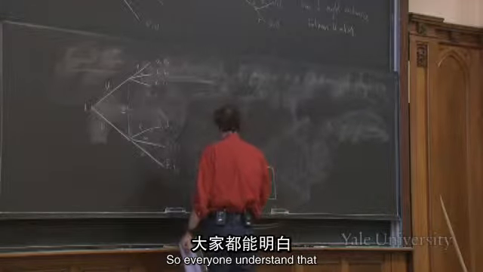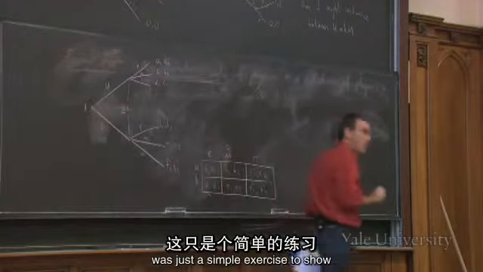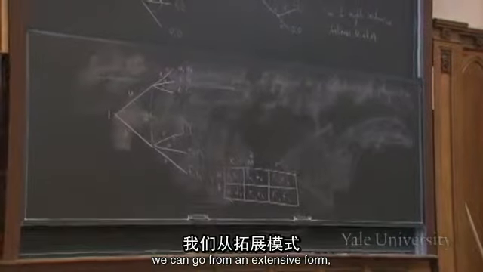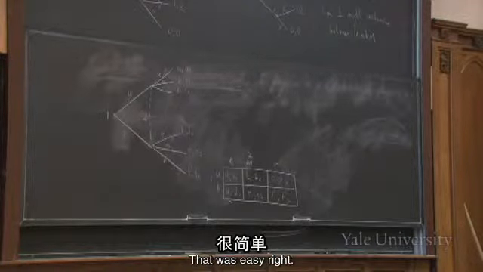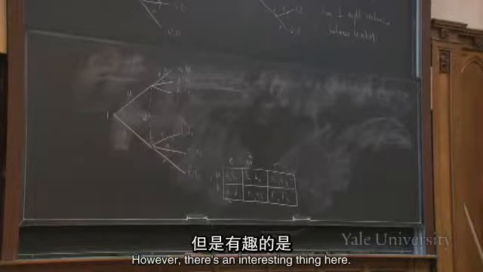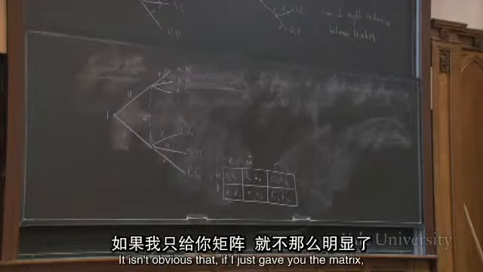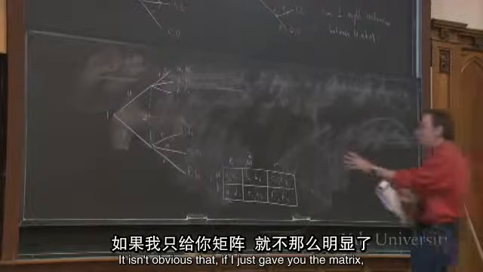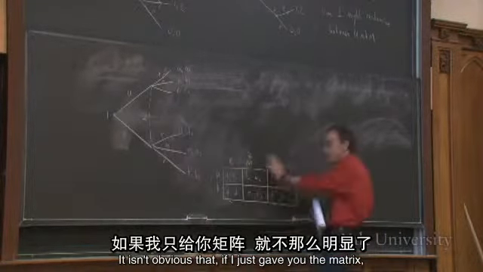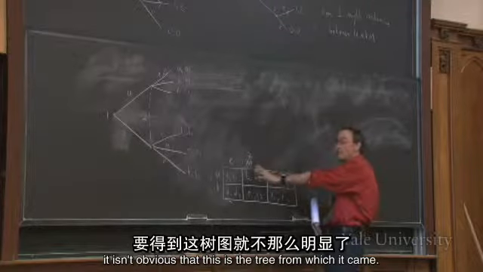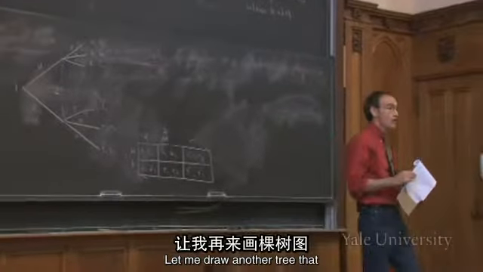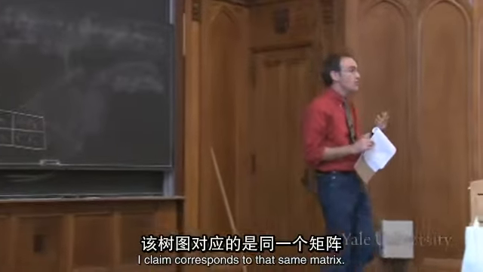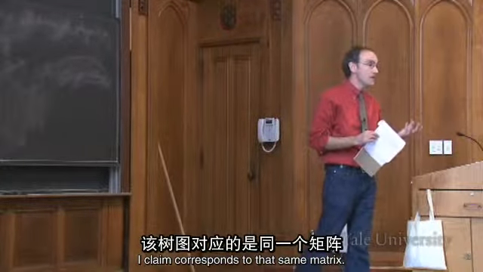All right, so everyone understand that was just a simple exercise to show we can go from an extensive form, a tree, to the normal form, the matrix. However, there's an interesting thing here. If I just gave you the matrix, it isn't obvious that this is the tree from which it came. Let me draw another tree that I claim corresponds to that same matrix.